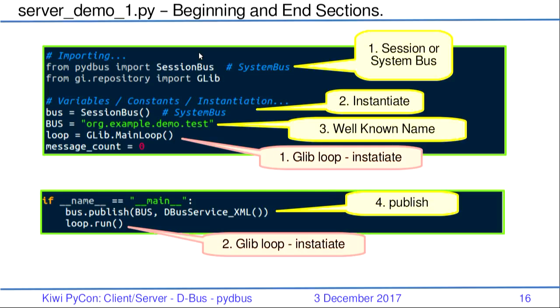So we're going to write server demo number one, and the first thing we'll need to do is from pydbus import the session bus. We've instantiated it there, and we've set up a constant here of the well-known name for the server. When we go to start our program, we publish the bus, and the next little bit is on the next slide. To keep the whole server running, we're going to use the glib main loop, and this keeps it looping.